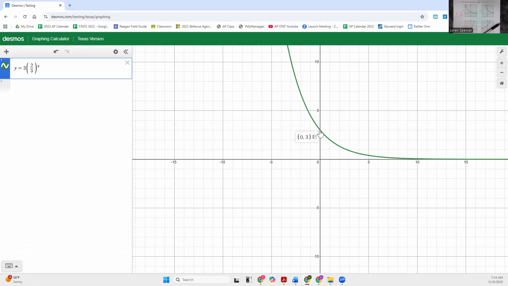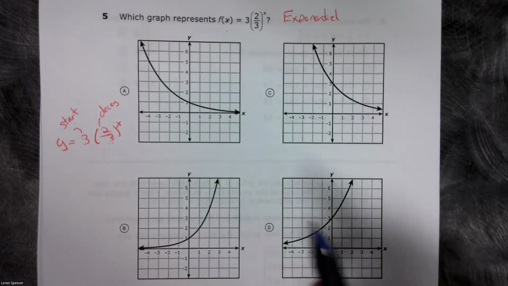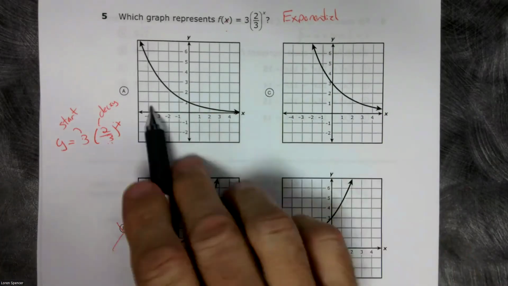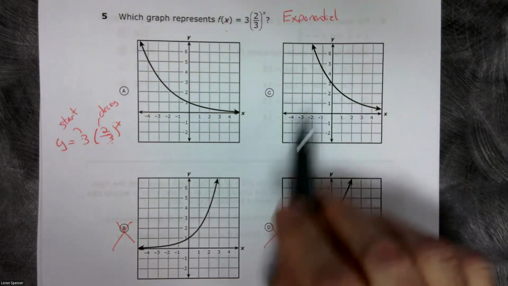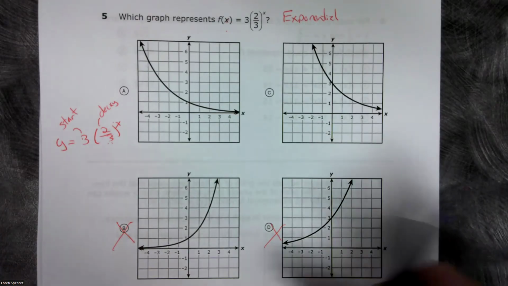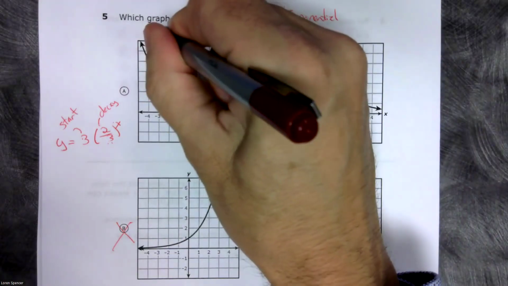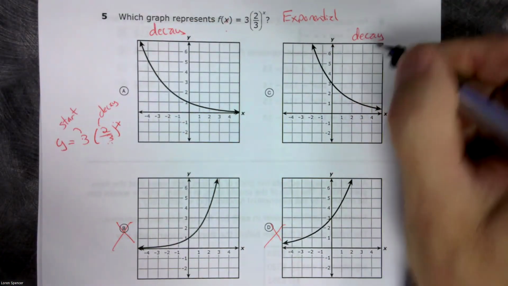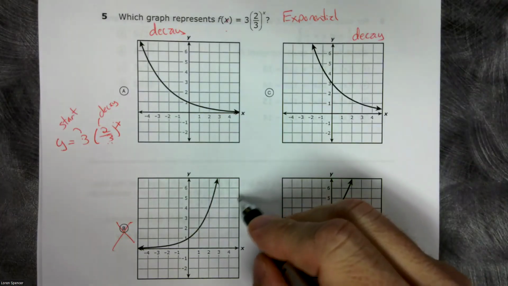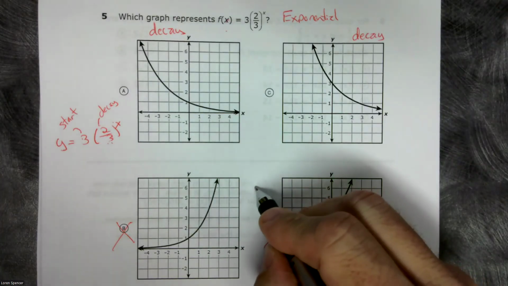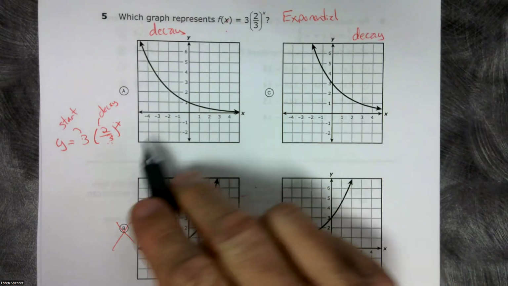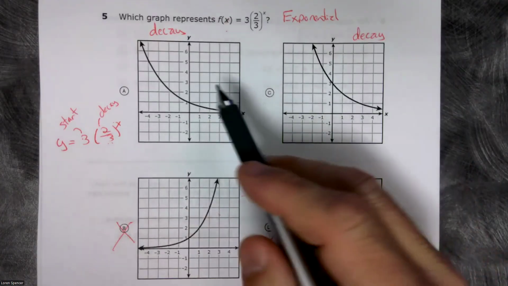So with that in mind, let's look back at our paper. Well, these two are wrong because they're going the wrong direction. So now I have these two that are going in the right direction. By the way, these are decay because they're going down. And these are increasing. Okay, these are growing. So this is exponential growth. This is exponential decay. So we know this is less than 1, so it had to be decay.